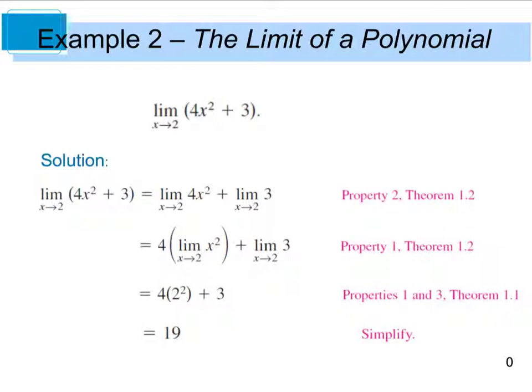Well, we know that x squared would be the same thing as 2 to the second power, since we're going to take 2 and plug it in. And then we simplify. You guys might have noticed just right away, if I would have taken 2 and plugged it in, we would have got the exact same answer. Direct substitution.